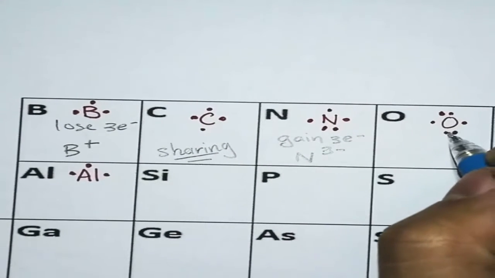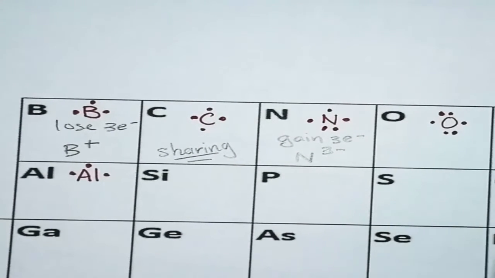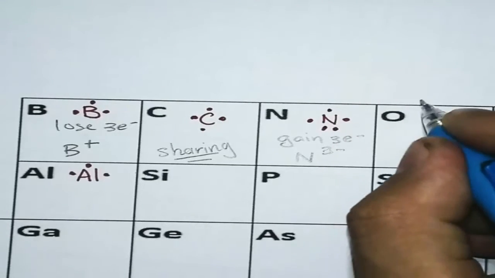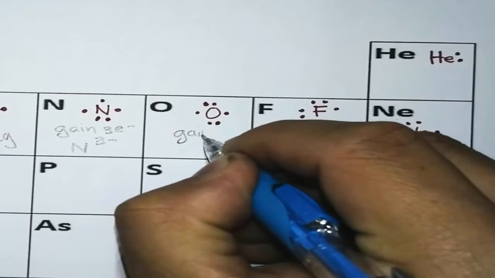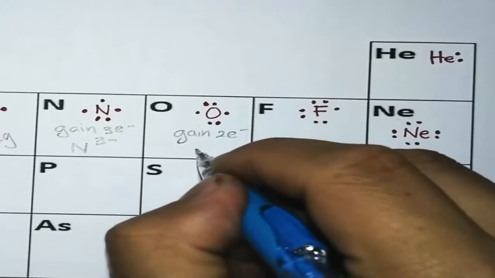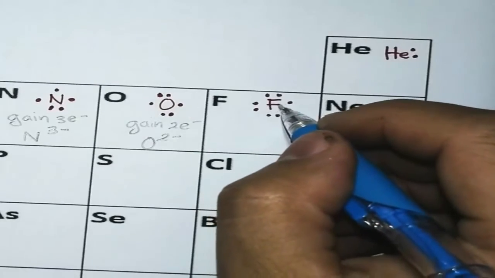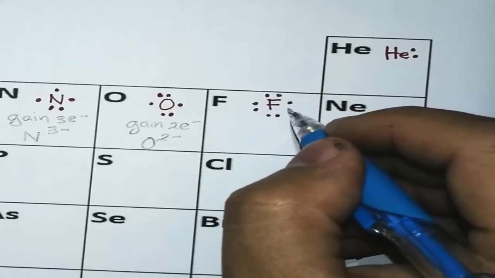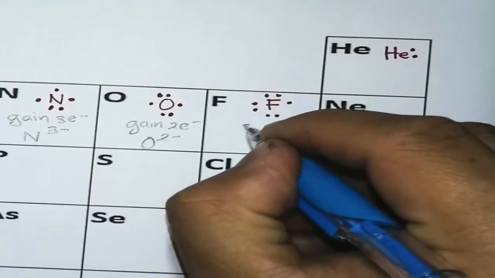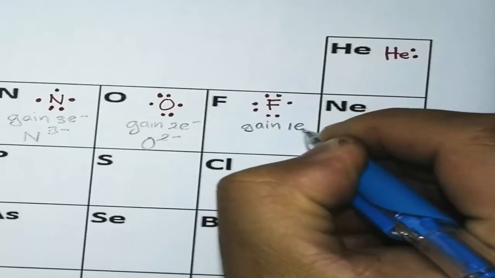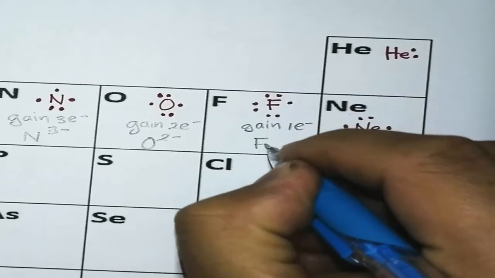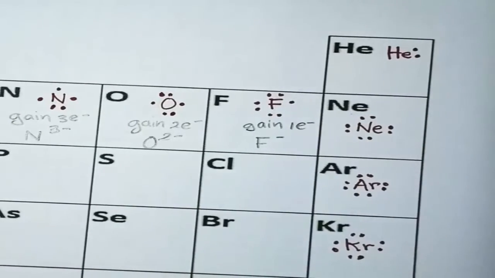The same thing for oxygen. It has 6. Of course, it's going to gain 2 more to become stable versus losing all 6. So it's going to gain 2 electrons and become 2 minus. And for fluorine, of course, it's going to gain 1 more versus losing all 7. So of course, it's going to gain 1 more electron. So therefore, become F minus or F1 minus.